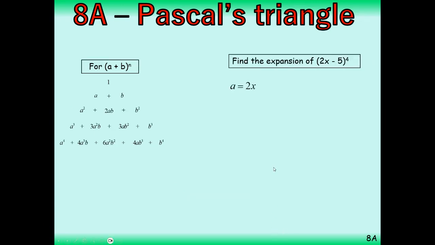All right, so let's look at the next example here. We've been told to expand 2x minus 5 to the power of 4. So this time you're looking at the fourth row here. Just think what you're going to substitute for a and b. There's no right and wrong answer. You could have called this b. You could have said b is 2x and a is minus 5, but it will give you the same answer, only in a different order.